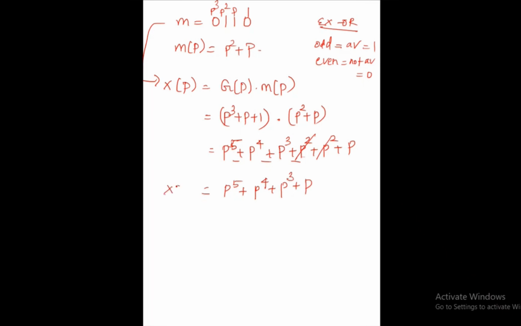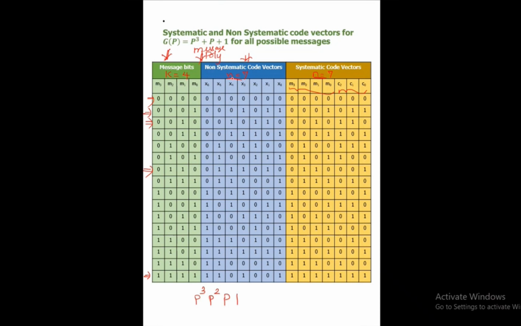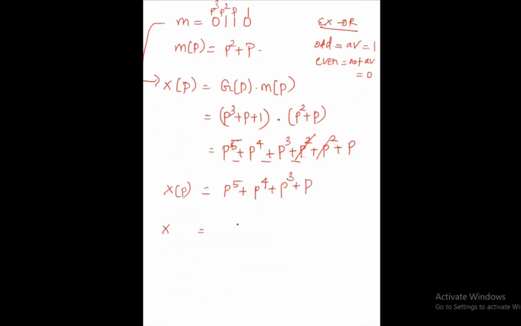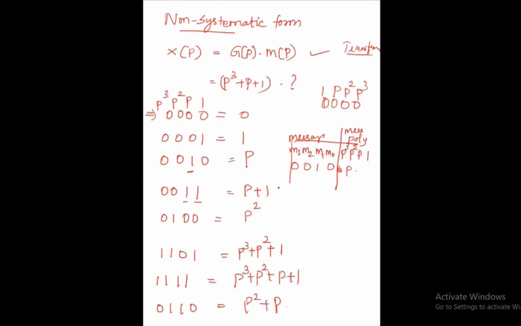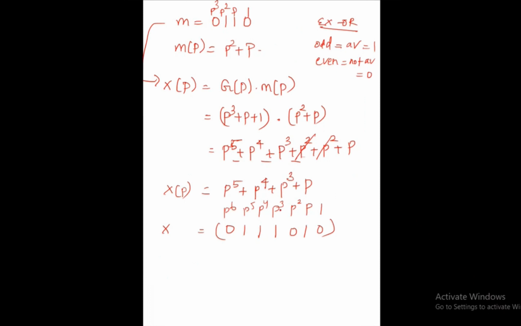Now I'm going to find the code word. We must know the length of the code word. It should be 7. So it should have 1, P, P square, P cube, P4, P5 and P6. So you have to write the value for n equal to 7. The constant is not available, P is available, P square is not available, P cube, P4, P5 are available, P6 is not available. So this is the code word for your message sequence 0110. Any doubt? You can see 0111010.